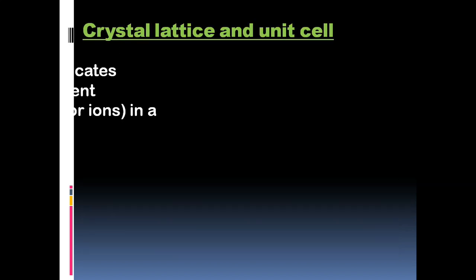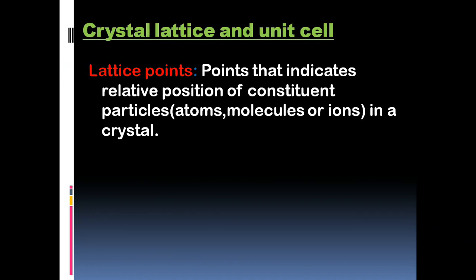In today's class, I would like to introduce some terms used in solid chemistry. The first one is lattice point. In solid chemistry, the term lattice point indicates the relative position of the constituent particles in a crystal.